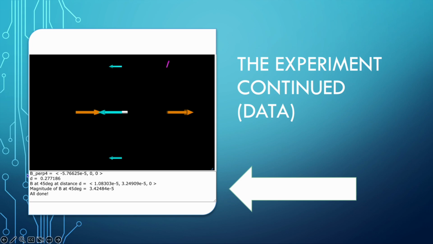Here we have the data that was also generated. We have our magnetic field magnitude, which is only in the x direction, as shown here. We have our distance, which is 0.27 meters. And then we have our magnetic field from 45 degrees, which is this part here in the top right in pink.